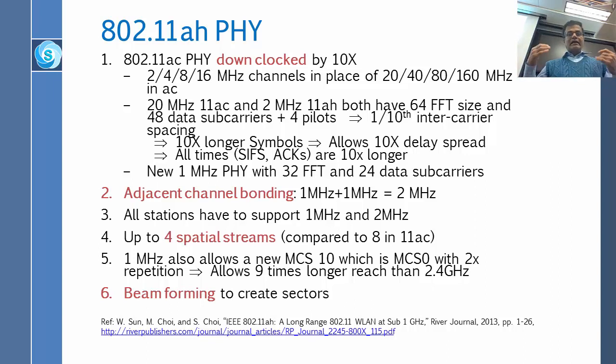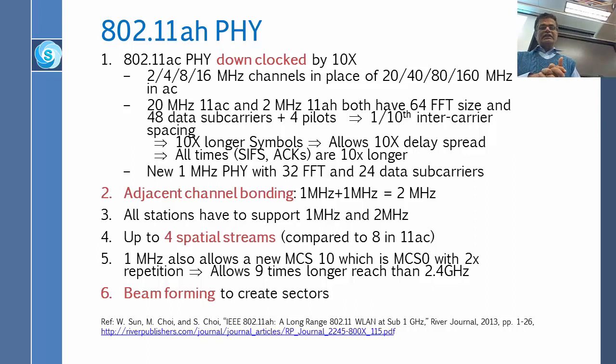Alright, second thing is, everything else is as before. Now some of these are things in the standard. We don't know how much of these will be in the products. So channel bonding was another thing that was there in 11AC. You remember 20, 40, 80, 160 megahertz channel bonding. And so they have put it here also, but instead of doing all possible channel bonding, they said you can just bond maximum 2 channels next to each other. So you can do 1 + 1 to make 2 megahertz.